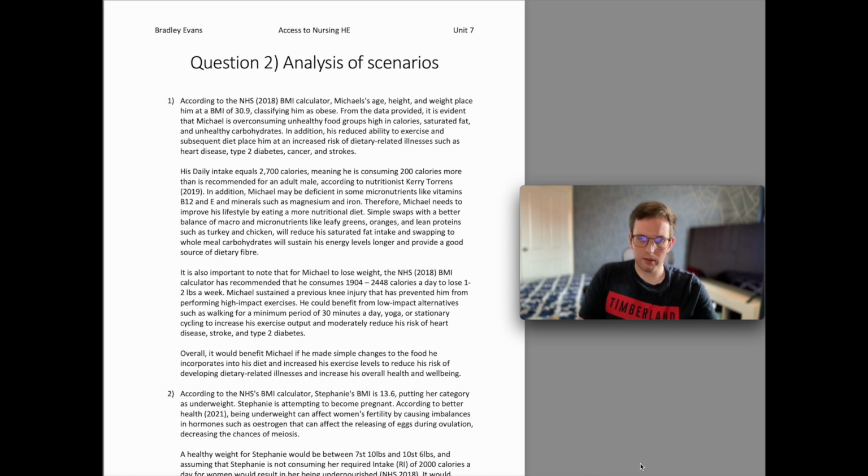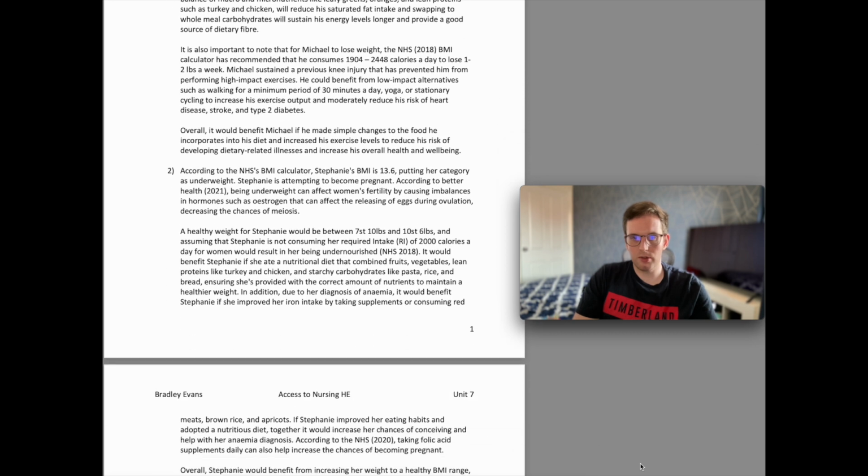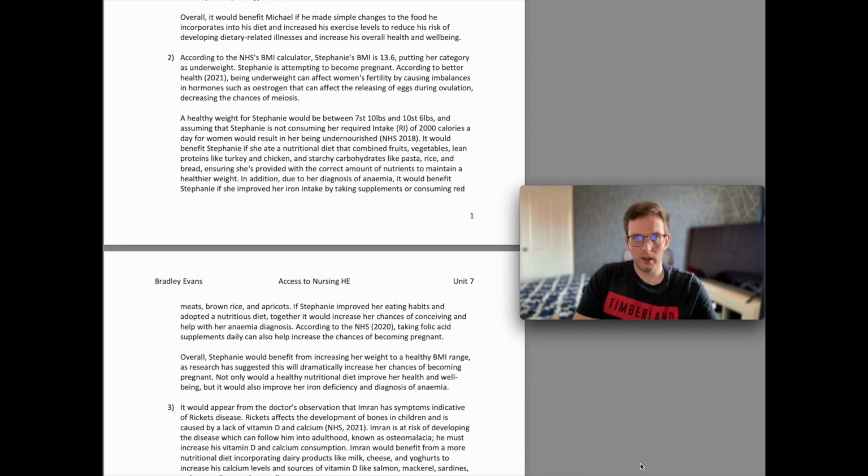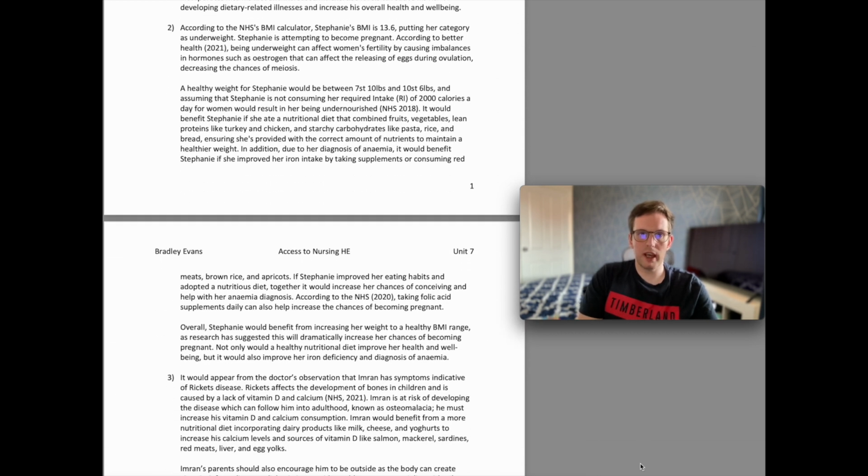Overall, it would benefit Michael if he made simple changes to the food that he incorporates into his diet and increases his exercise levels to reduce his risk of developing dietary-related illnesses and increase his overall health and well-being. I then went on to answer question 2 scenario all about Stephanie, and I answered it by writing, according to the NHS's BMI calculator, Stephanie's BMI is 13.6, and this puts her category as underweight.